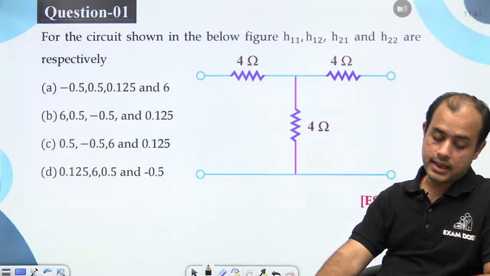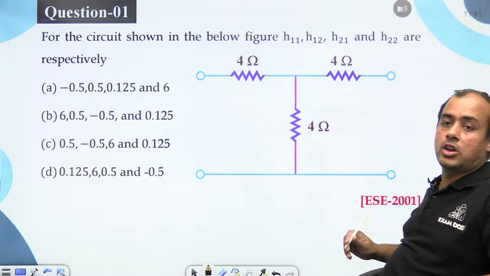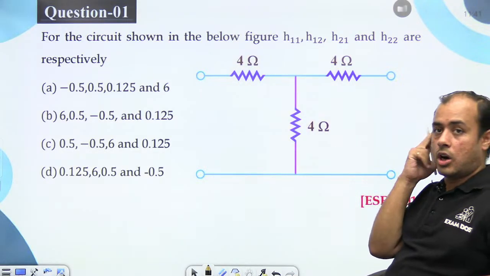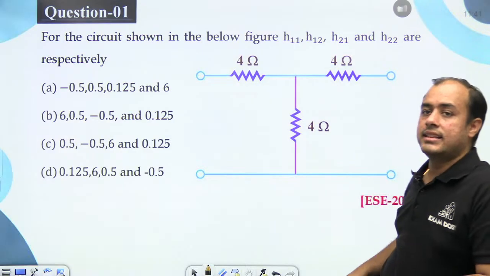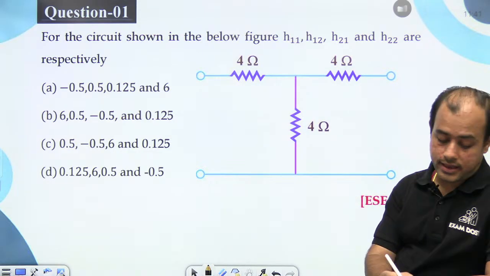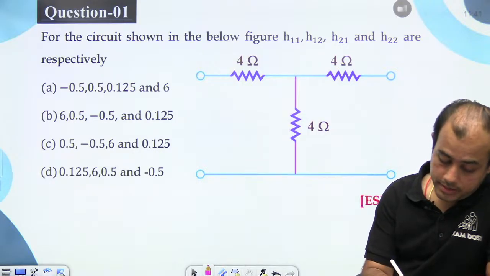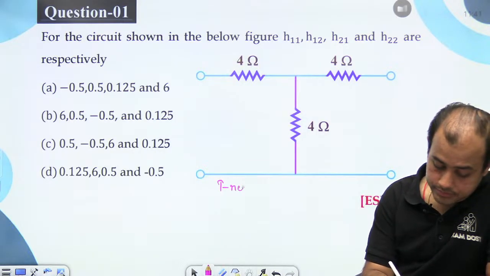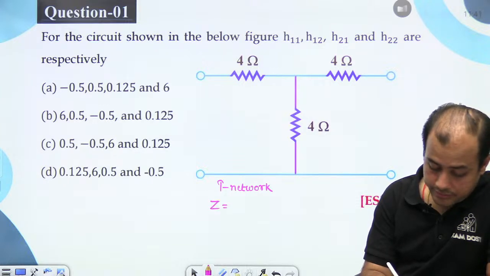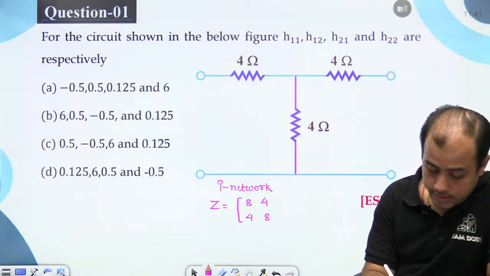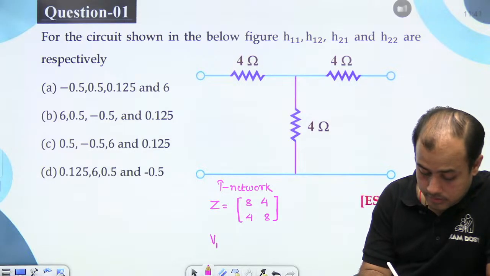First question. I need the H parameter of this circuit. This is from ESE 2001. So beta, this is a T network. The Z parameters are very simple: 8, 4, 4, 8. Which means V1 is 8I1 plus 4I2.